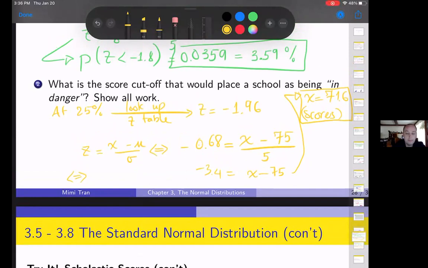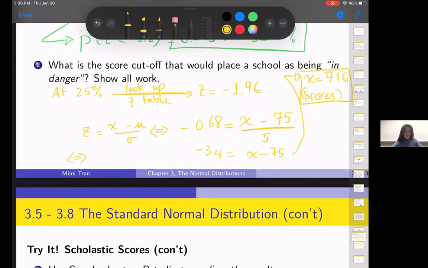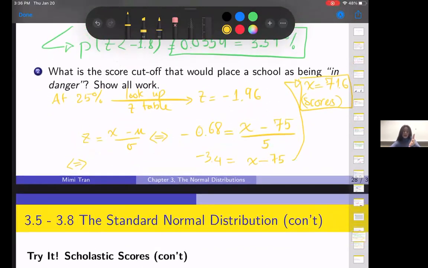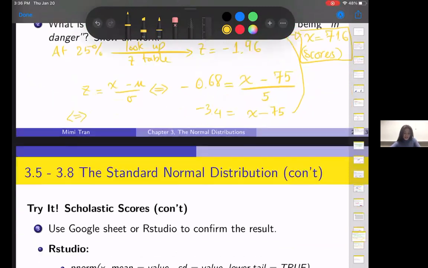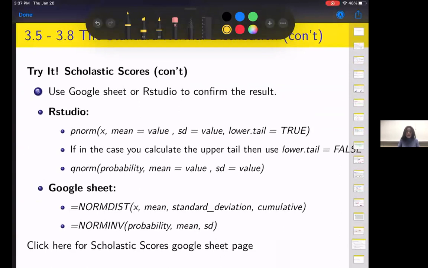You're going to love this because I don't like looking up tables, but it's good to know the traditional way and the technology, because when technology fails, you go back to the traditional way. At least you know how to do it. Okay, so fire up your RStudio. I'll wait for you. For people who don't have RStudio, that's fine. You can use Google Sheet.